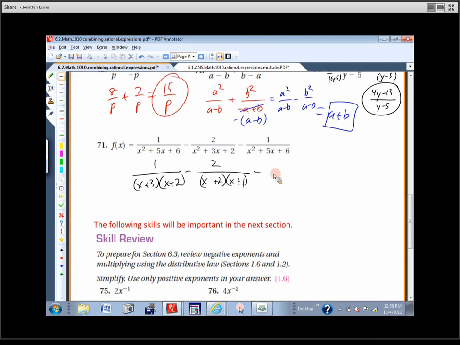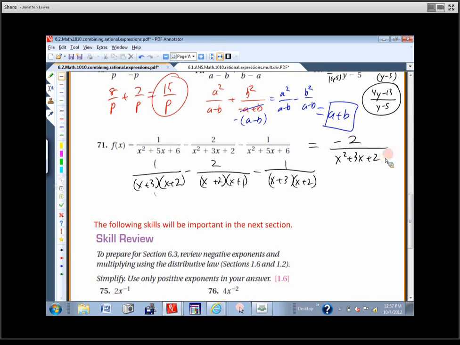Minus, let's factor this right here. Multiply to be 6, add up to be 5. That's going to be 3. Well, wait just a minute. Haven't we seen this before? Same thing. Look at this. This is exactly the same as that, isn't it? So if I have one of these and I subtract one of these, what's my answer going to be? It's going to be this middle thing right here. So is it plus or minus? Minus 2 over x squared plus 3x plus 2.